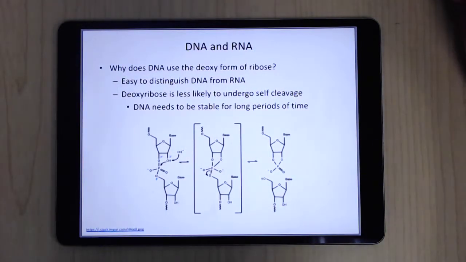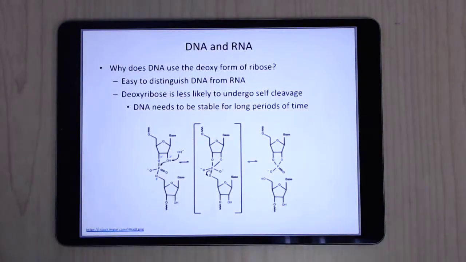Okay, so DNA is going to be for encoding information, for long-term storage, I should say, and RNA is going to be more short-term. And so why does DNA use the deoxy form where RNA uses the regular form? Well, one, it's easy for the components of the cell to tell the difference between RNA and DNA, because they can detect the presence of that OH group.